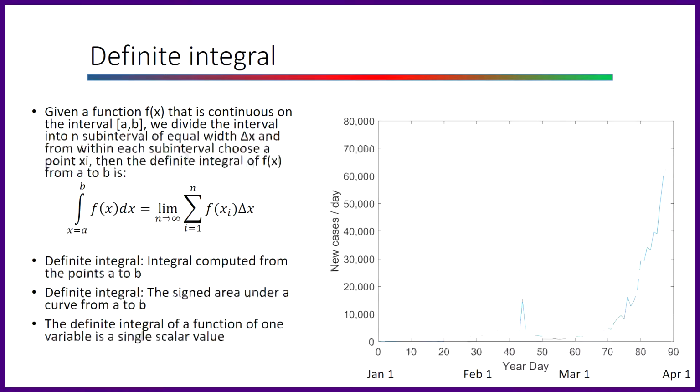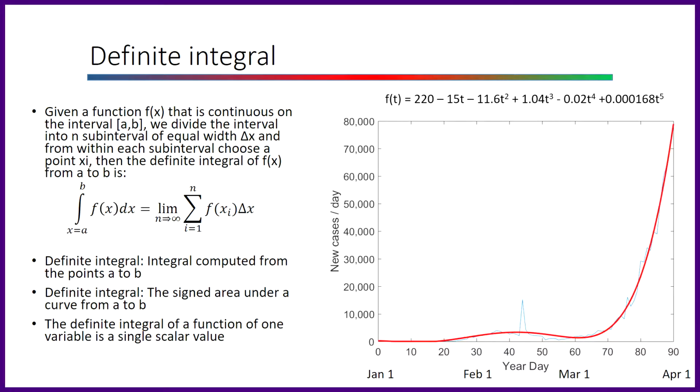This is very similar to the way that we fit functions to real-world data in some of the problem sets. For instance, when we chose a function to approximate the light data from the EOAS building roof, or when we chose a function to approximate carbon dioxide increases in the atmosphere as measured by Charles Keeling. Well, in this case, I chose the function f of t equals 220 minus 15t minus 11.6 t squared plus 1.04 t cubed minus 0.02 t to the fourth plus 0.000168 t to the fifth. I also graphed it here for you so you can see how well it fits the data and also the places where it misses some of the wiggles in the data.